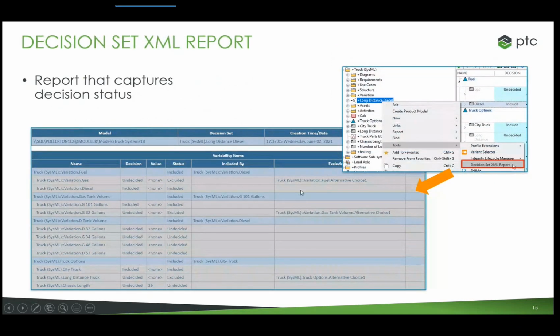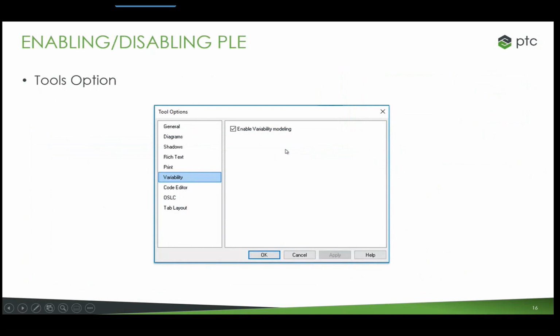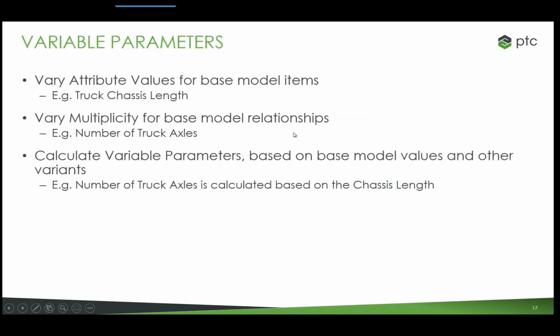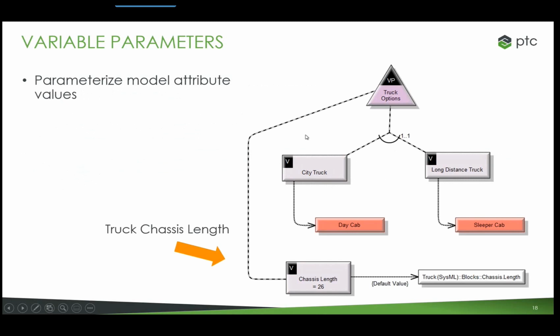We can output a report. So it tells us exactly what has been included or excluded or hasn't been decided. We can enable or disable variability altogether. We can use variable parameters. So maybe we have an attribute for the length of a chassis, the number of axles, or anything where there's a parameter option.